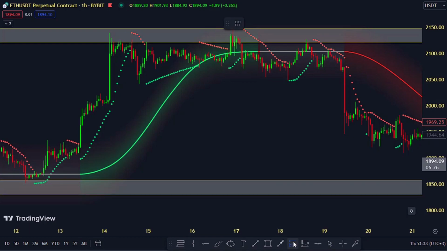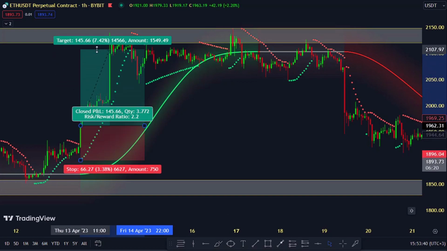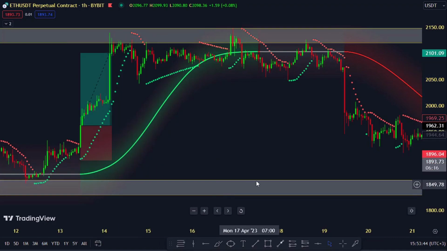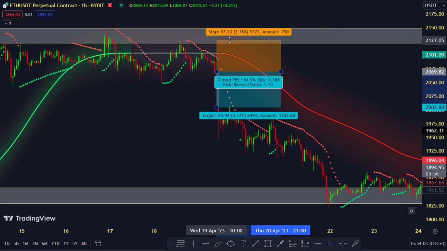Protect your investment by setting stop losses below the parabolic SAR dots and aim for at least double the risk as your target. For short trades, it's the opposite. Make sure the market is bearish, wait for a sell alert from parabolic SAR, and ensure the price is close to a supply level. Don't sell if the price is near a demand level. Again, set a stop loss above the parabolic SAR dots and target double the risk for your profits.